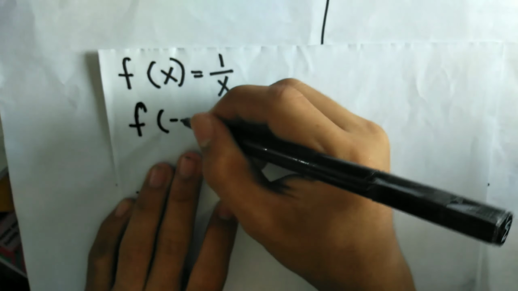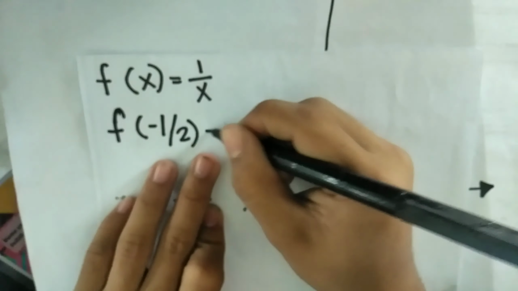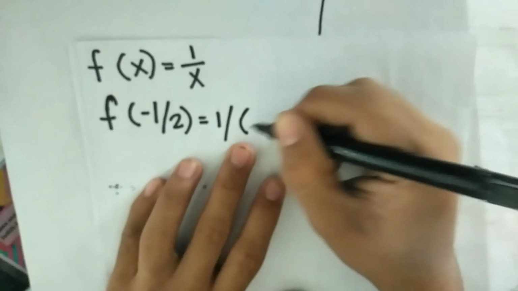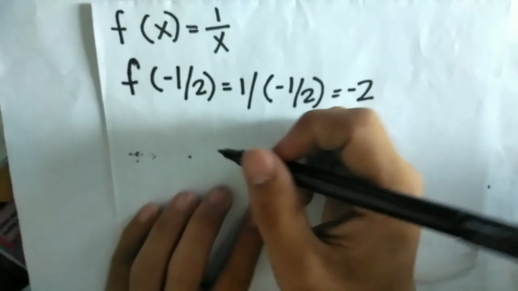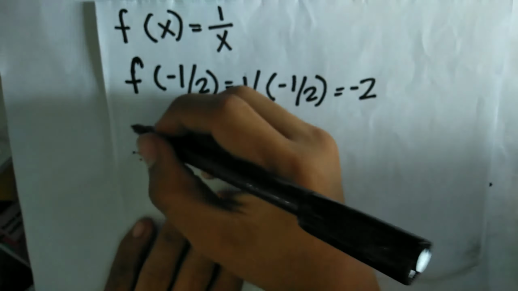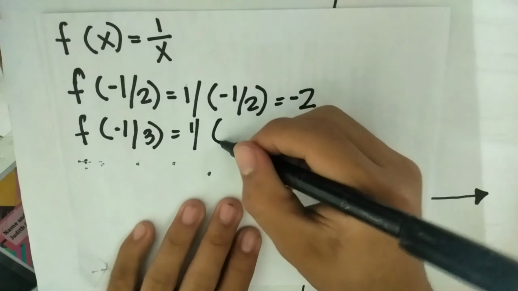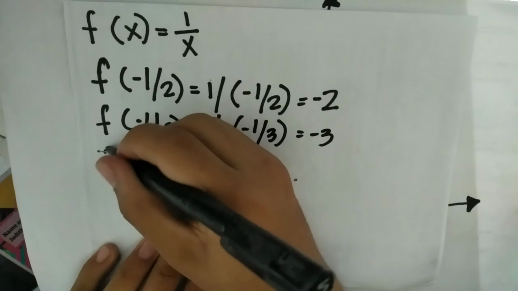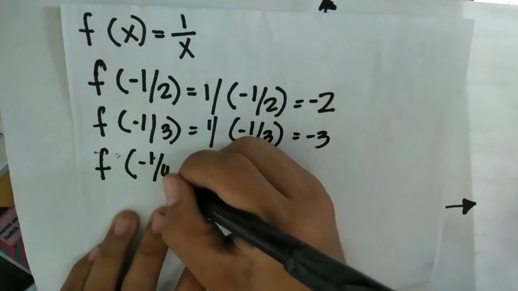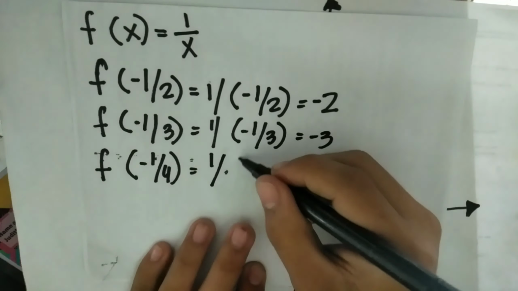Negative 1 maps to negative 1, so the point negative 1, negative 1 is part of the function. As we go left, we get closer and closer to 0 from the negative direction, and as x approaches negative infinity the function approaches 0 but never quite gets there when we go left.